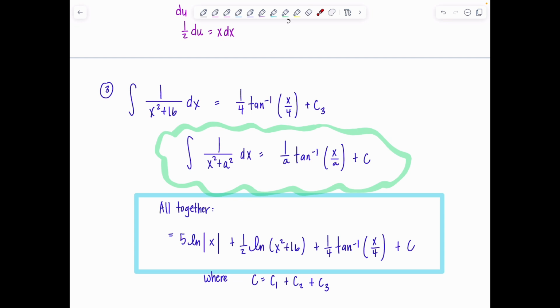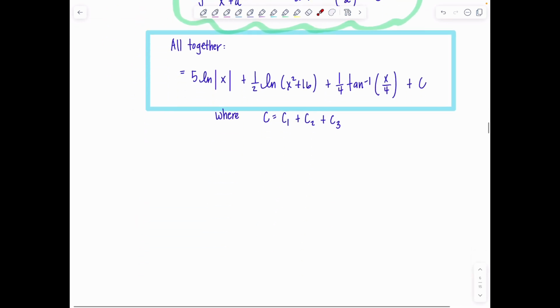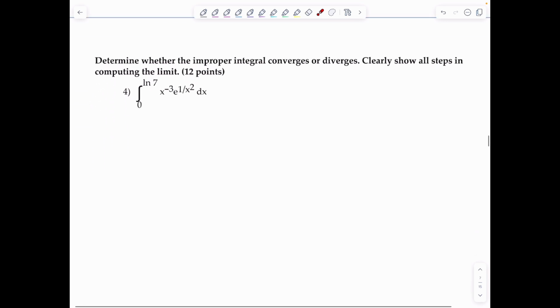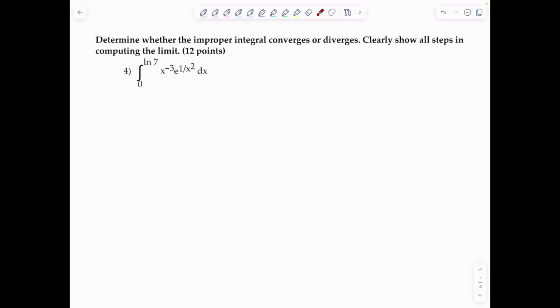Okay, very good. Moving on, a little more tricky topic, not so straightforward, improper integrals. So determine whether the improper integral converges or diverges. Clearly show all steps in computing the limit. So we have an integral from 0 to natural log of 7, x to the negative third times e raised to the 1 over x squared dx.